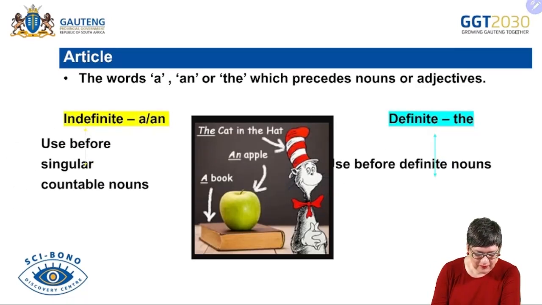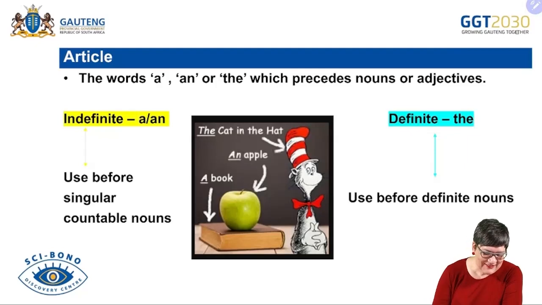I've got a cute little picture for you here. Right, so A and AN we use for singular things that we can count. We can count cats and dogs and whatever. But the we use for definite nouns, very specific things. We will say a book, an apple, but the cat in the hat.